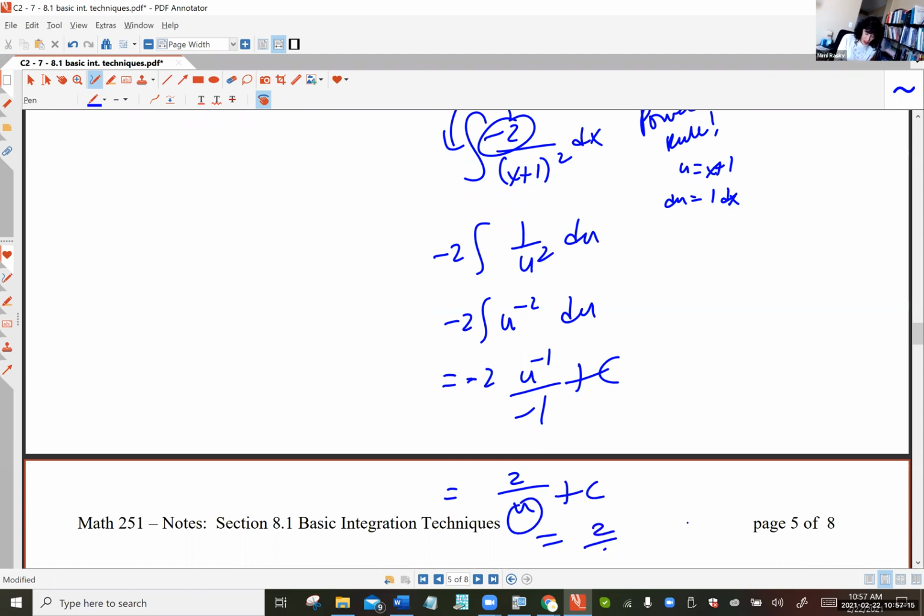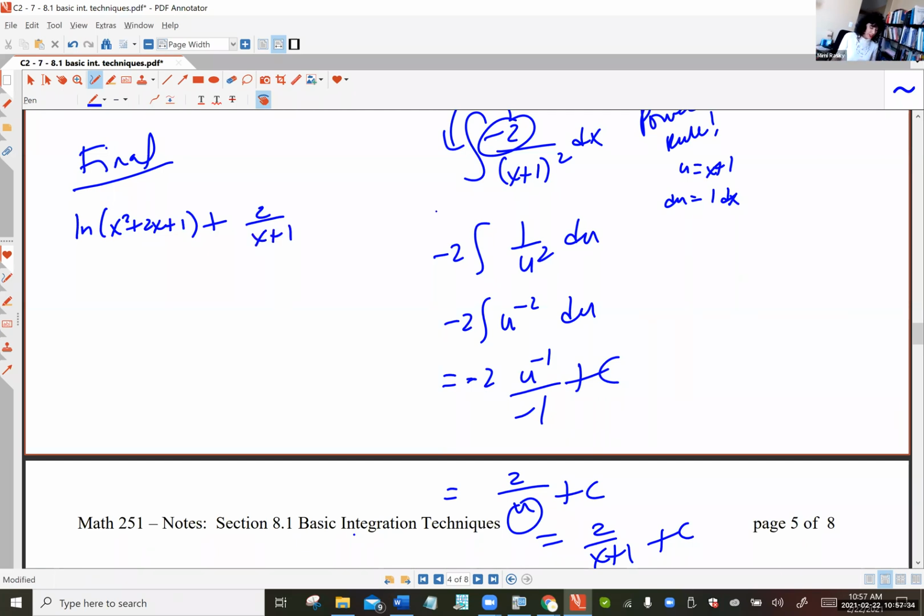x plus 1. So for your final answer for this problem, you've got to put it all together because there were kind of like two integrals. You're going to have ln of x squared plus 2x plus 1, plus 2 over x plus 1, plus c.